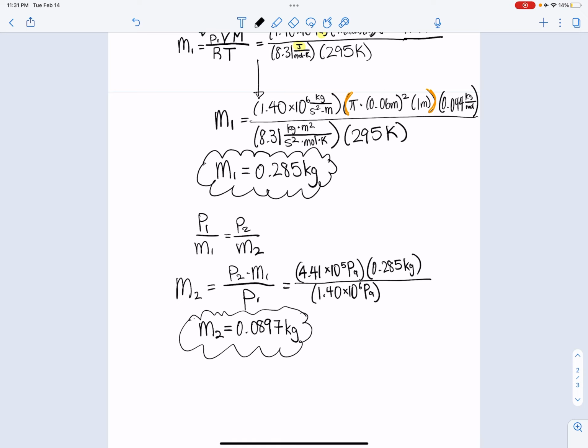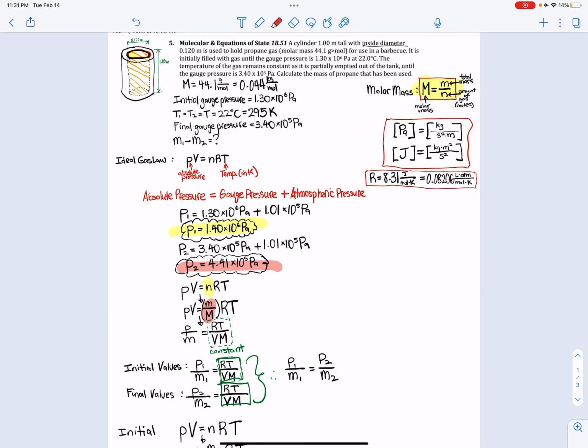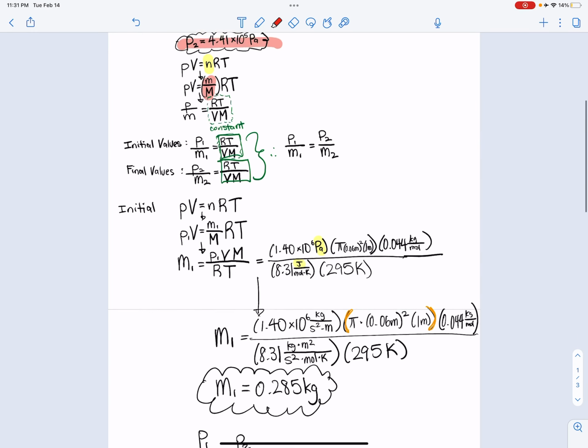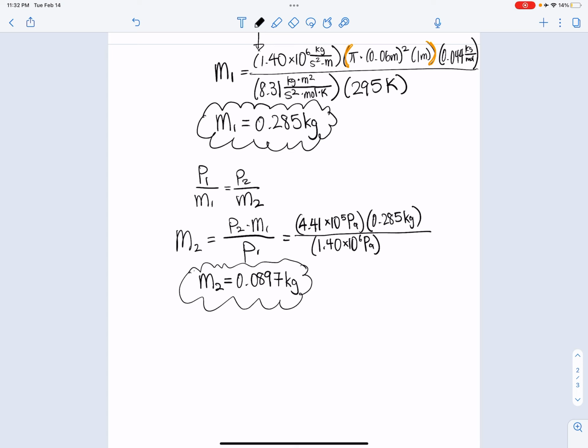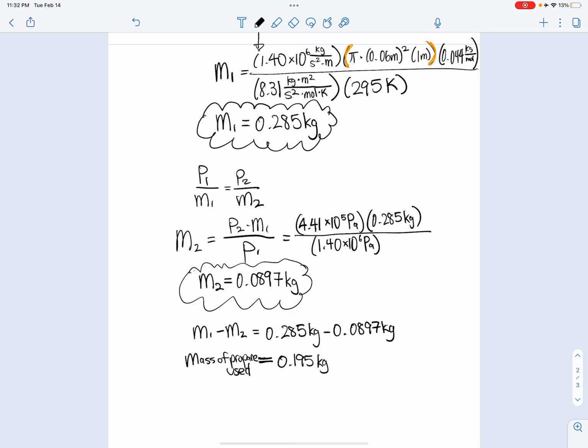Okay. So again, what were we looking for? We were looking to calculate the mass of propane that was used, right? And that's basically M1 minus M2. Initial mass minus final mass equals mass of propane used. So we could do that now because we have the initial mass. So M1 minus M2 is equal to 0.285 kilograms minus 0.0897 kilograms. And if you subtract that, then you would get the mass of propane used is equal to 0.195 kilograms. And that is your final answer.